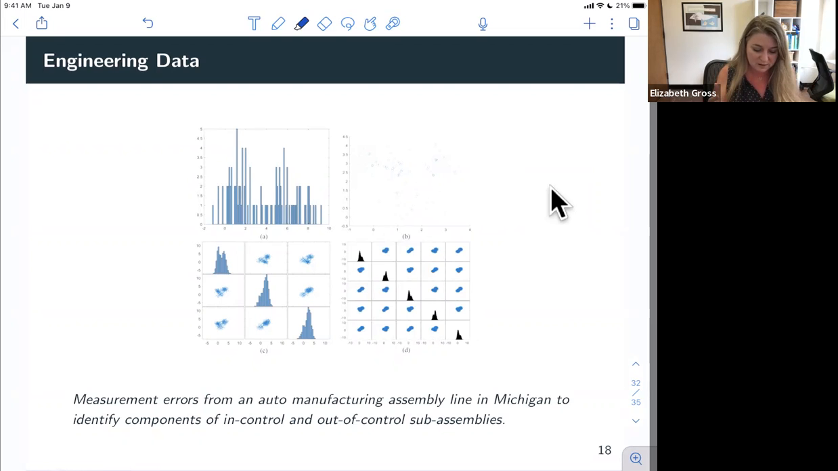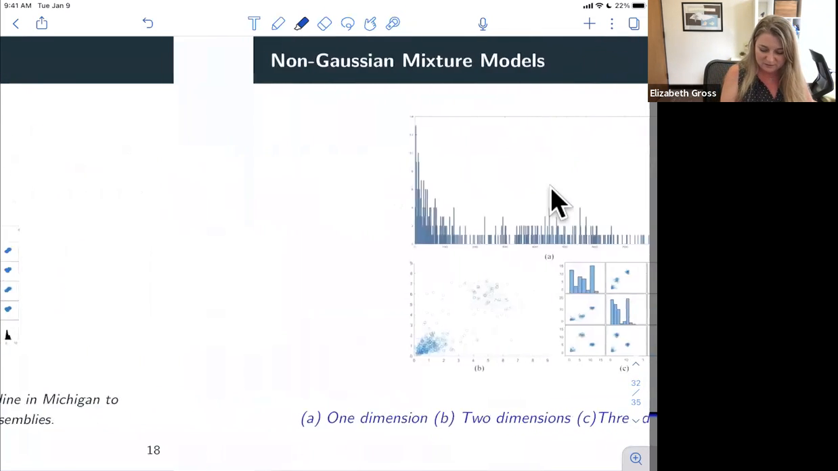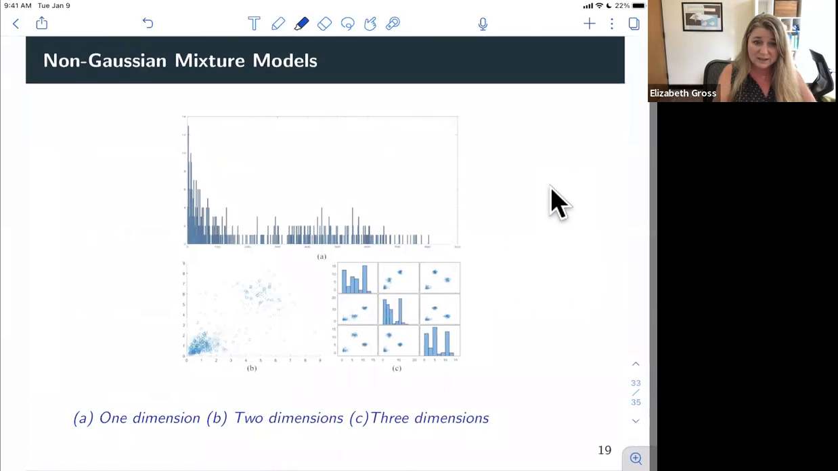So these are measurement errors from an auto manufacturing assembly line to identify in-control and out-of-control sub-assemblies. The experts here said that there's really two components. And so when we're running this, we're getting two components using this local maxima approach.